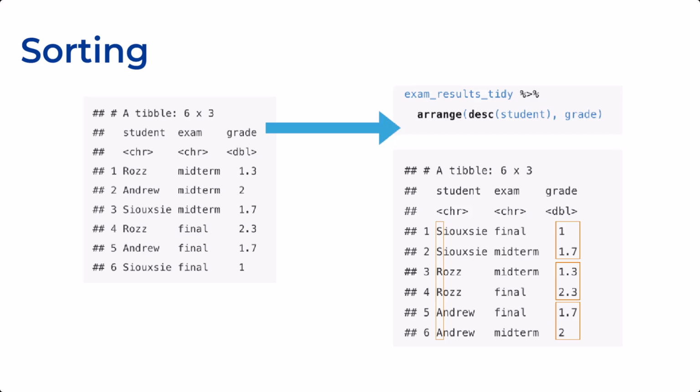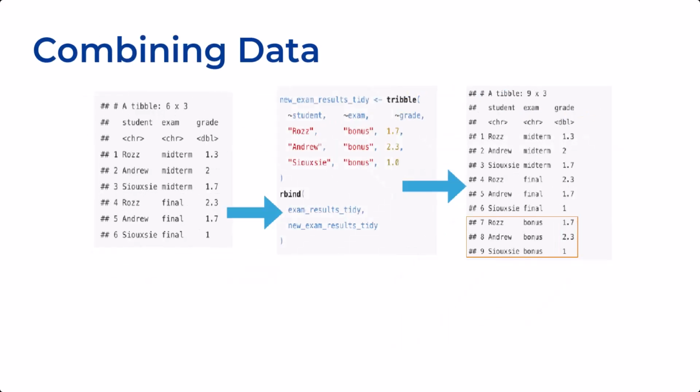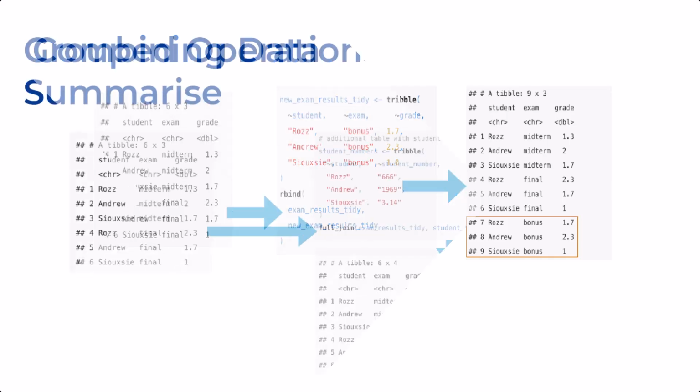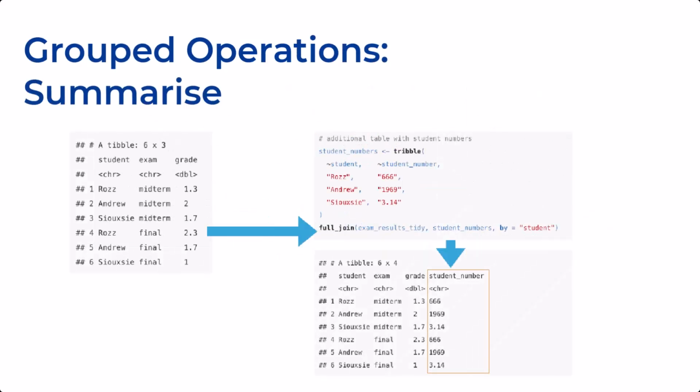For example, sort a table of student grades by name alphabetically or by grade in descending order to quickly identify top performers. Combining data. Combine multiple datasets into one. For example, merge a table of midterm results with final results using bind, or join additional student number data with exam results using full_join. Optimize for grouped analysis.